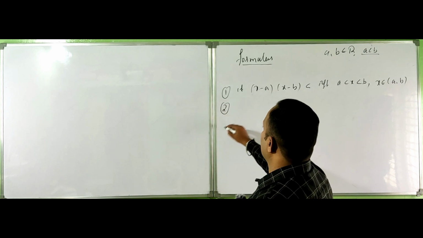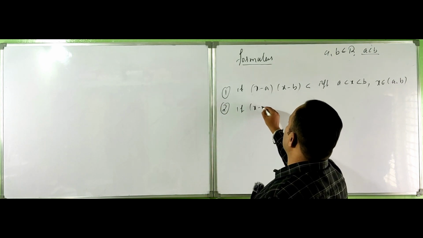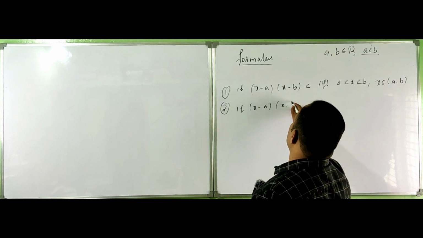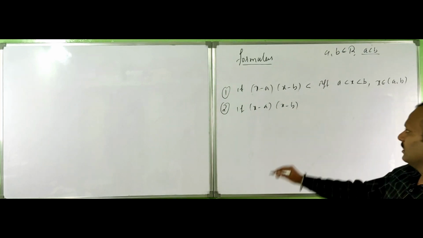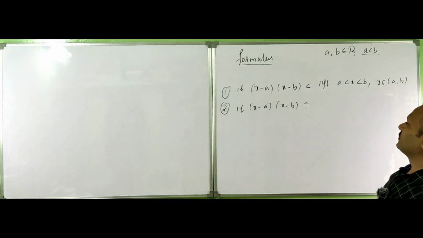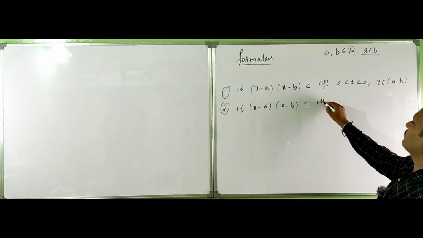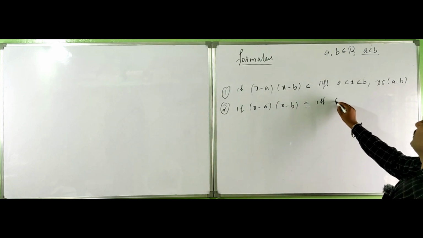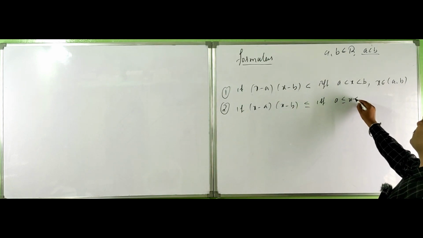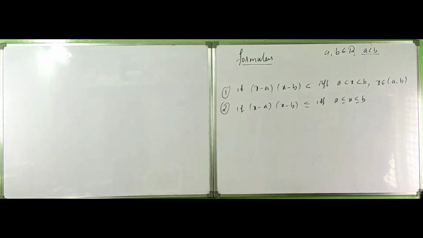Second one is, if (x minus a) and (x minus b) are using less than or equal to 0, if and only if a is less than or equal to x, less than or equal to b, nothing but x belongs to the closed interval [a, b], right?